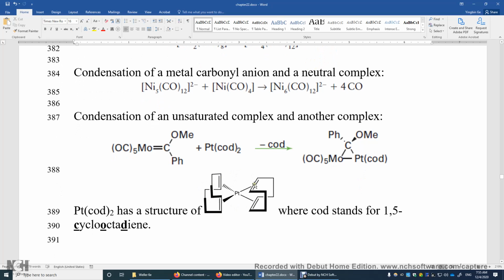What's COD? COD is 1,5-cyclooctadiene. Each COD may form 2 bonds with platinum. So over here, if you just focus on the 4 bonds surrounding platinum, it's actually square planar. Again, it's very common to find 4d8 or 5d8 transition metal centers in a square planar structure. It's roughly square planar, because this is clearly not 90 degrees, but still it's roughly a square planar structure.